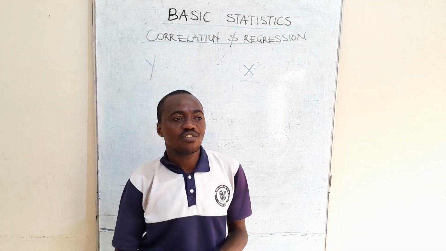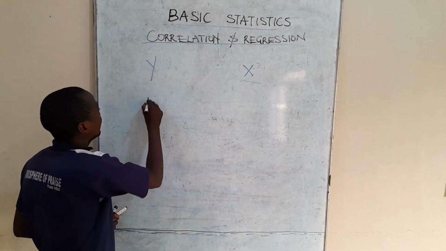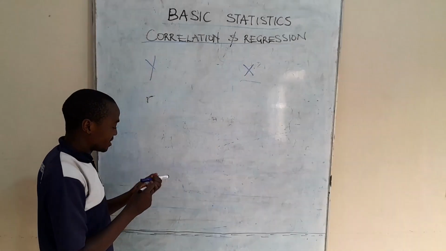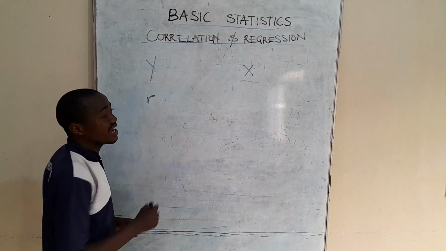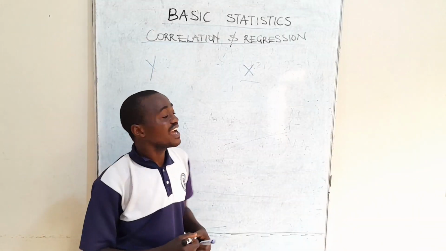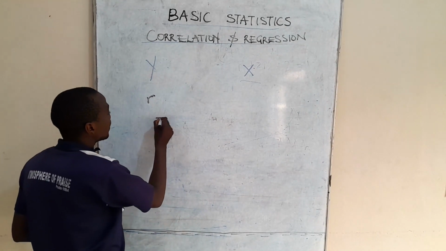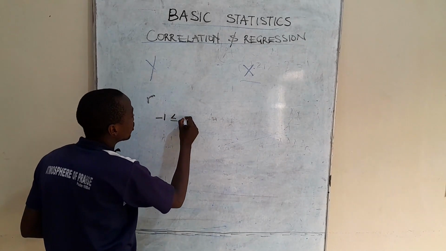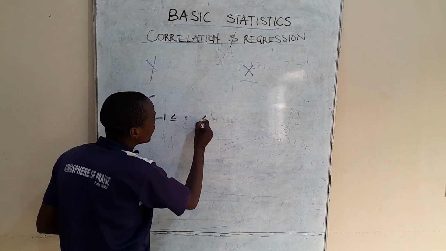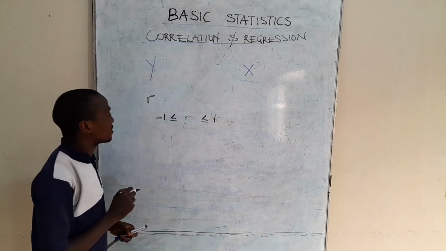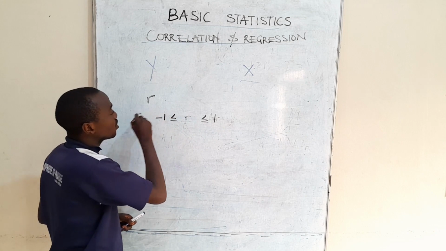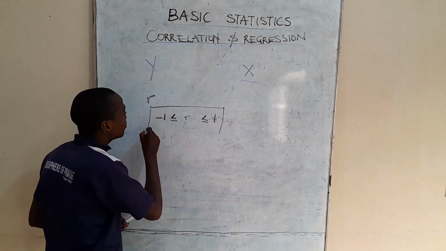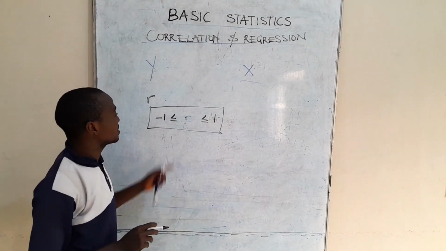Now, there's what we call a correlation coefficient. The correlation coefficient is what we call the R. So we have the R, which is the correlation coefficient. Then the R ranges from -1 less than or equal to R, R less than or equal to 1. This is the value of the correlation.